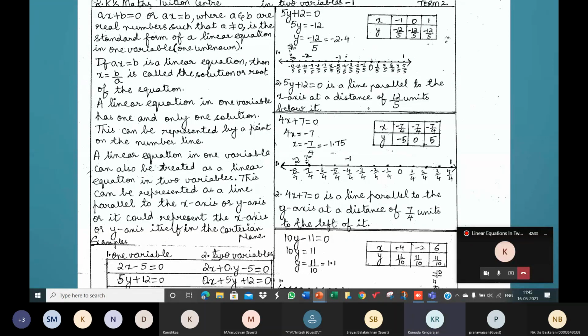But b can be 0, like 3x plus 5 can be just 3x also. You know that 3x is also an example of a linear polynomial. Variable is x, its power is 1, linear polynomial. So the constant can be 0, but the coefficient of the variable x, y, or z should not be 0.